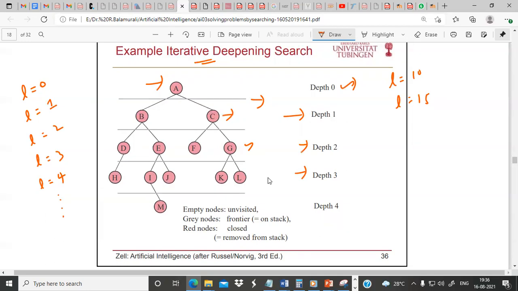Now if the depth is 3, first the algorithm will go up to here. Then here, it won't explore M because depth is 3. Then this path, then this path, then this path, and then this path. So again, if the goal is not available here, now increase the depth to 4. So this is how iterative deepening depth first search works.